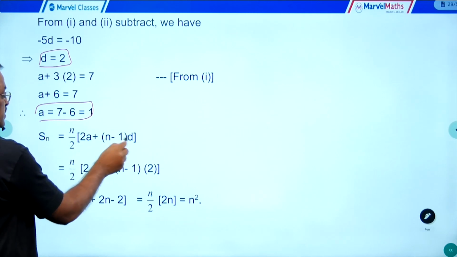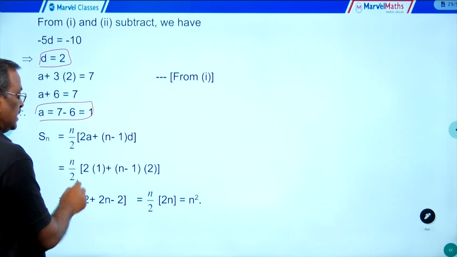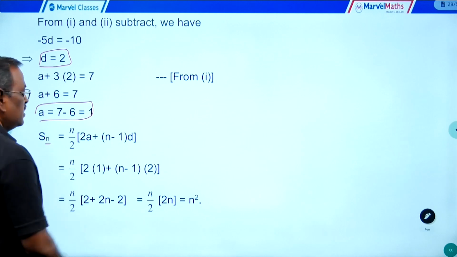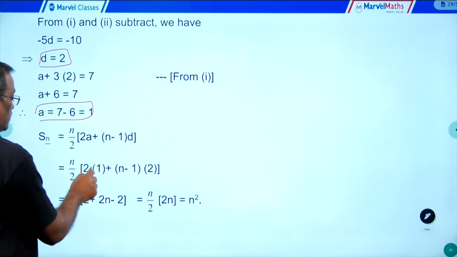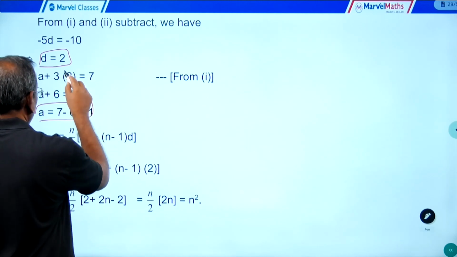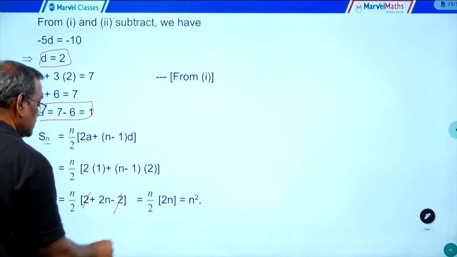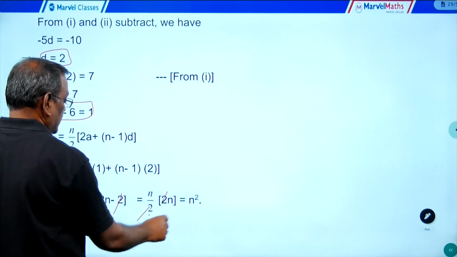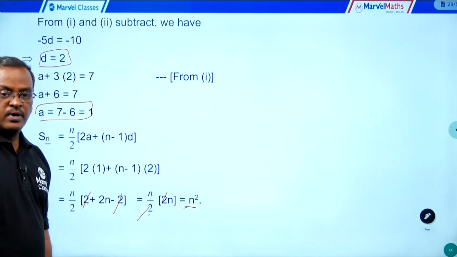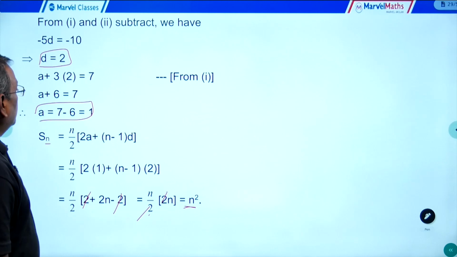n by 2, 2a plus (n minus 1) into d. n by 2, n as it is, because the question is Sn. 2 into 1, plus (n minus 1) into d, d equals 2. So 2 plus 2n minus 2, these two get cancelled, n by 2 into 2n, the 2s cancel, and hence it is n square. One of the important 3-mark questions.